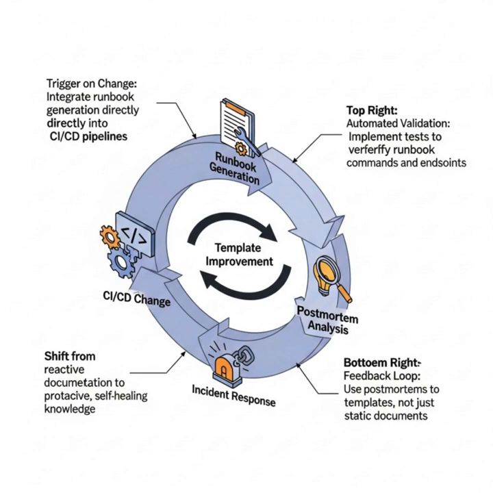The final and most critical piece is the post-incident feedback loop. After every major incident, your postmortem must ask, was the automated runbook useful? Any shortcomings are used to create a ticket to improve the template, not the generated output. This way, a lesson learned from one service's incident improves the runbooks for all services.